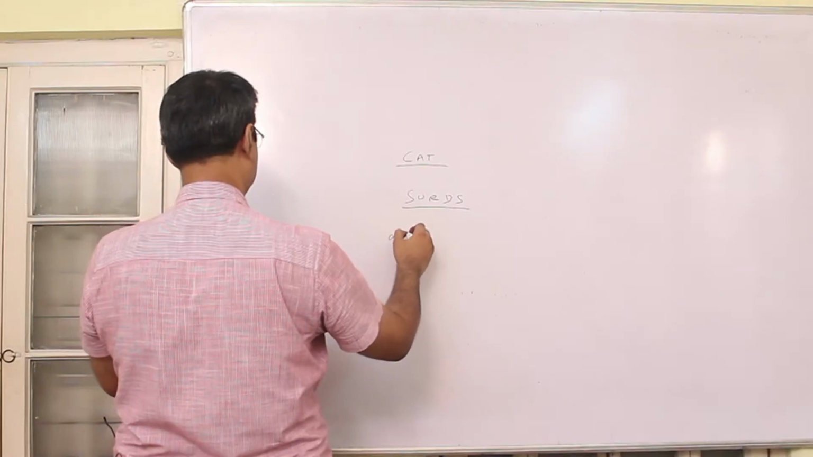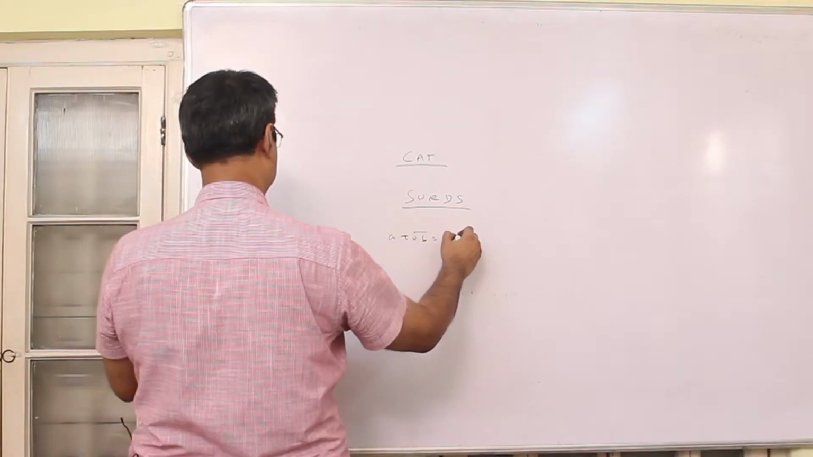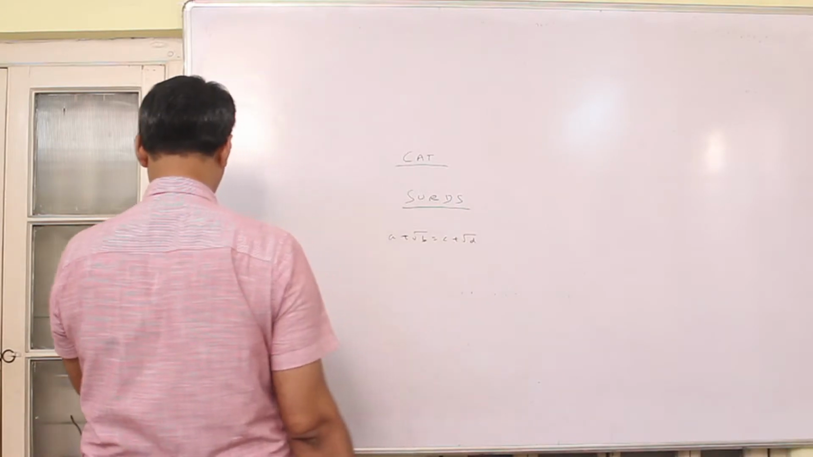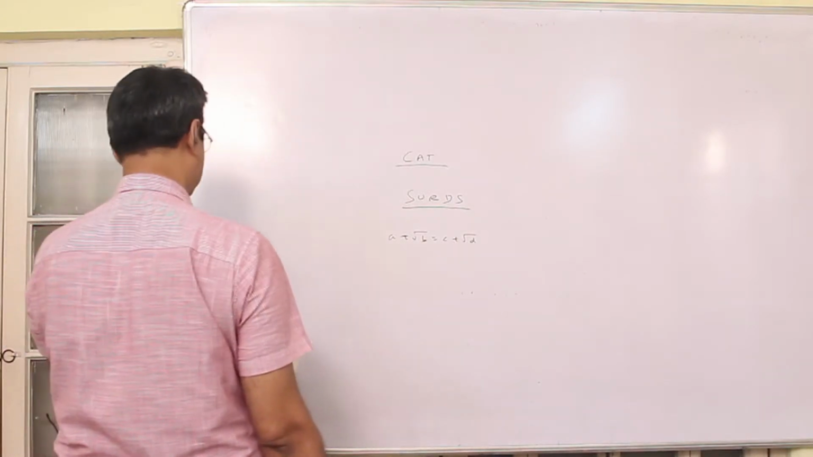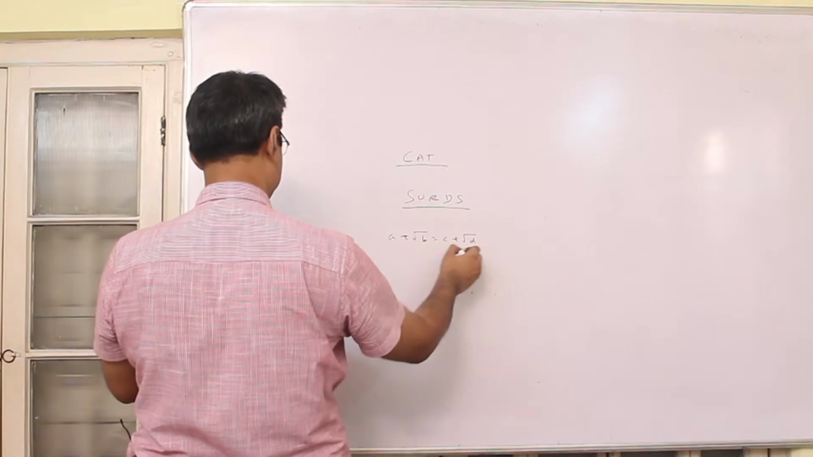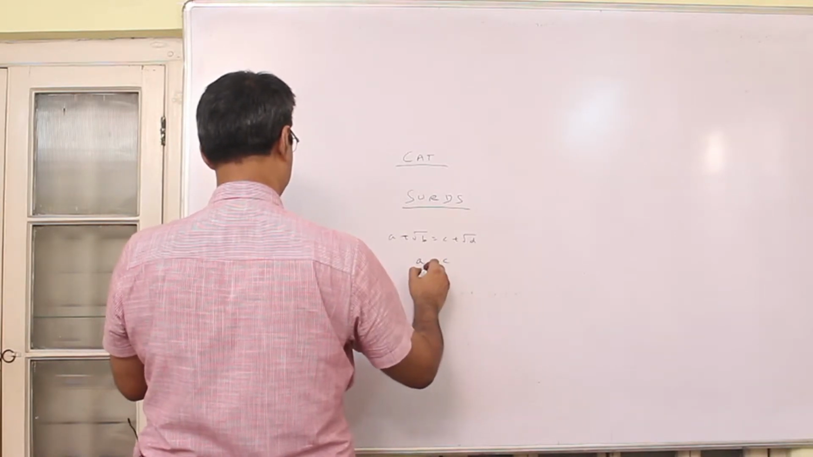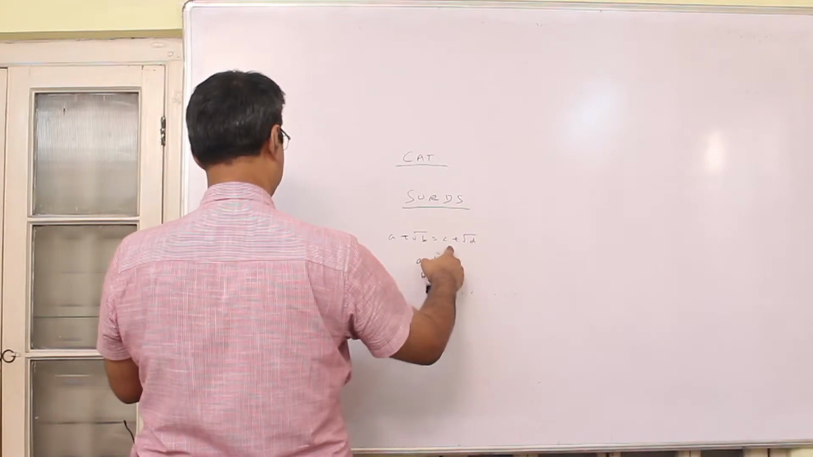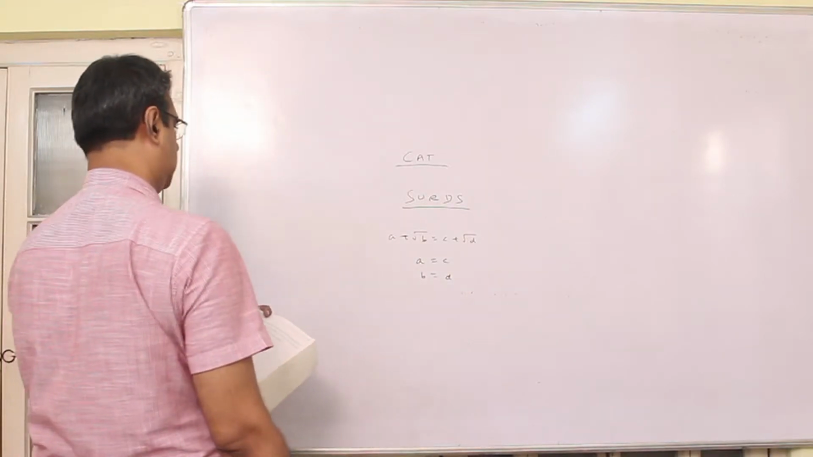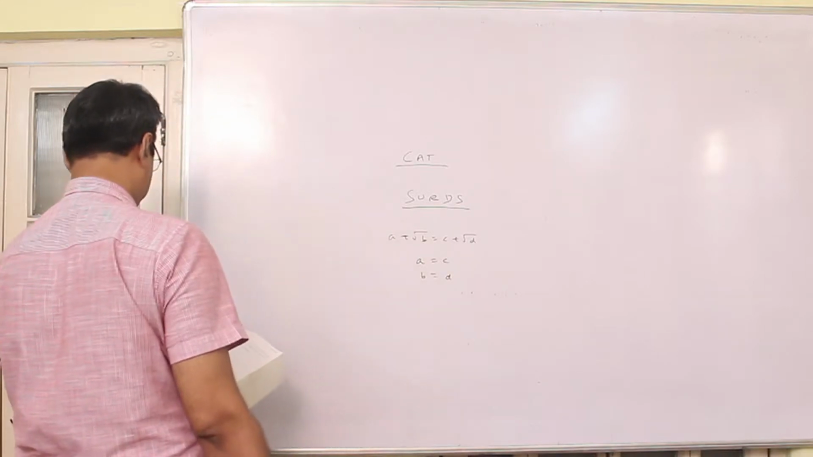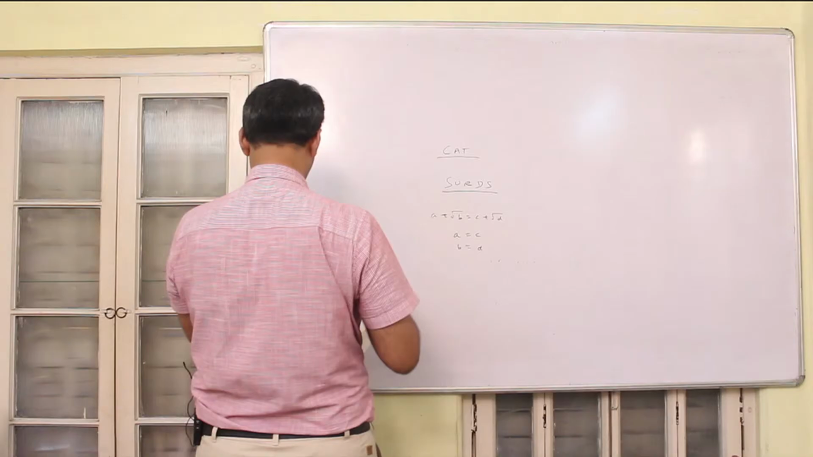If two surds are equal, suppose a plus root b is equal to c plus root d, then the rational parts will be equal. So a will be equal to c and the irrational parts will be equal. So b will be equal to d.